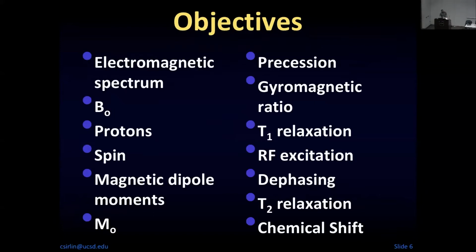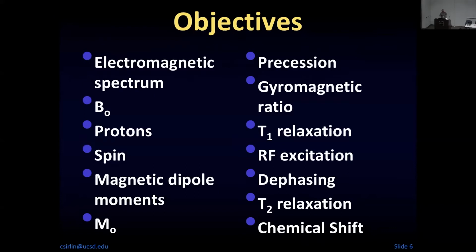We'll review a little bit of high school physics when we talk about protons. We'll talk about a quantum mechanical property that protons have called spin. We'll talk a little bit about a physical property that protons have by virtue of their spin, so-called magnetic dipole moments. These magnetic dipole moments in the individual protons impart, when we do our MRI imaging, a magnetic field in the patient, which is called M0.